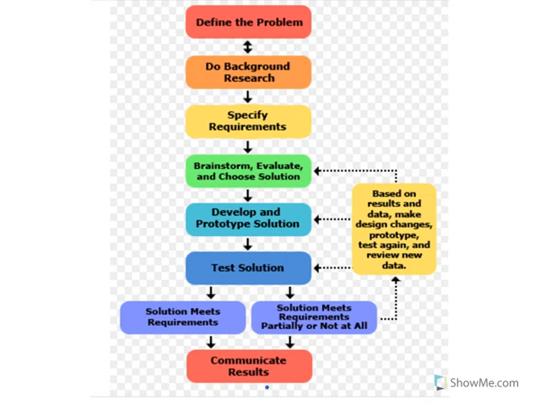solution, test the solution, and then if it doesn't meet the requirements, you go back through that process: brainstorm, evaluate, and choose the solution, develop the solution, and test the solution, and you keep going through that again and again until it starts to work. Until you get, it says solution meets requirements partially or not, solution meets requirements, then we communicate results. So we're going to be going through this engineering process here when we're building the bridge.